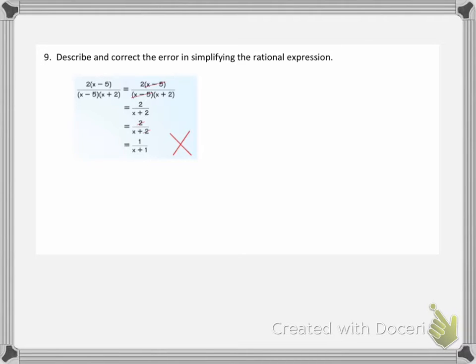If I look at this here, they canceled out the x minus 5's. Well, that makes sense, leaving you with 2 over x plus 2. But if you look in the next step, they canceled out the 2's. That is a big no-no. Like I talked about a couple of times in the video, you cannot cancel part of an expression that's being added or subtracted. Just because I have x plus 2 in the bottom, does that mean that cancels with the 2 at the top? In order for that to cancel, both sides would have to be an x plus 2. So the error: don't cancel the 2's.